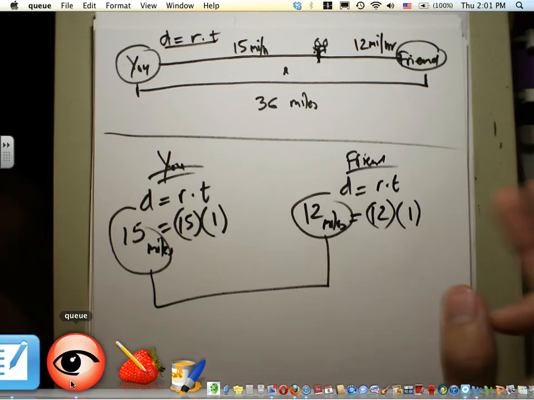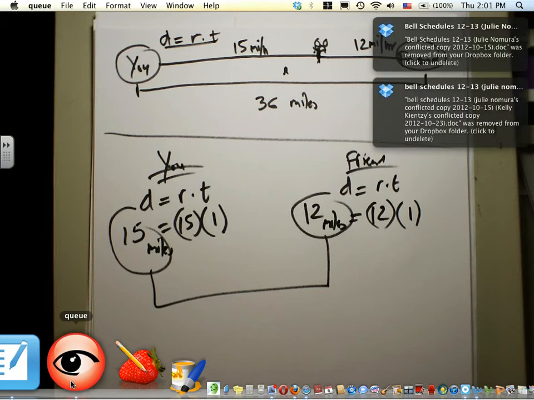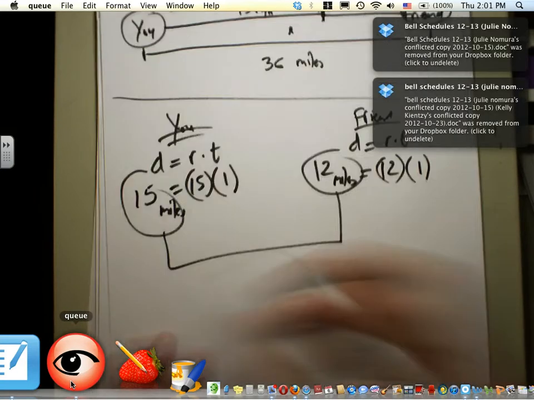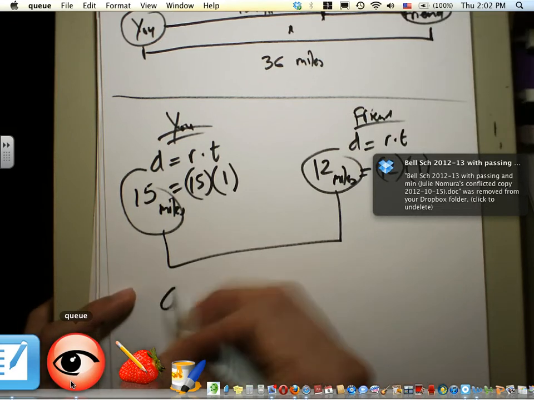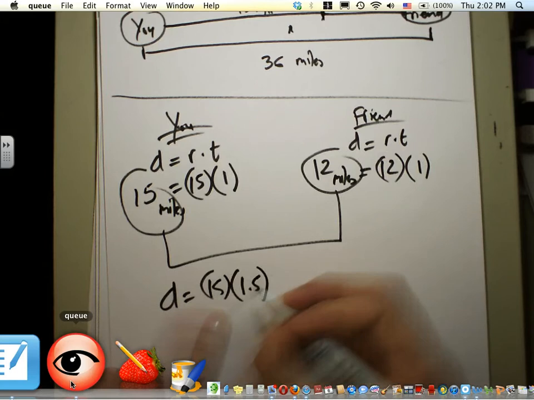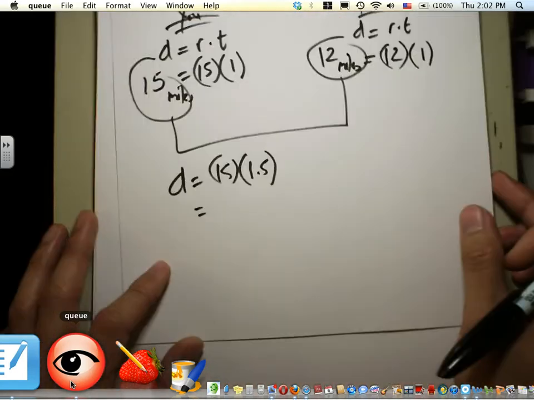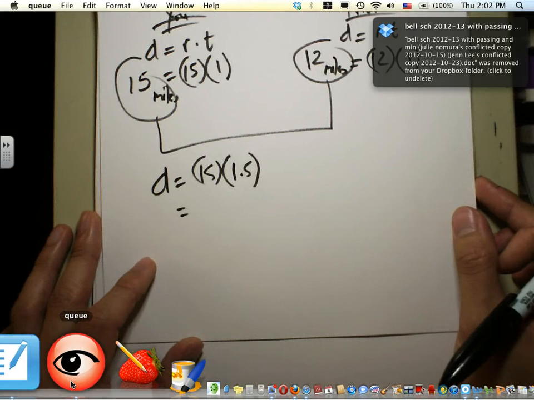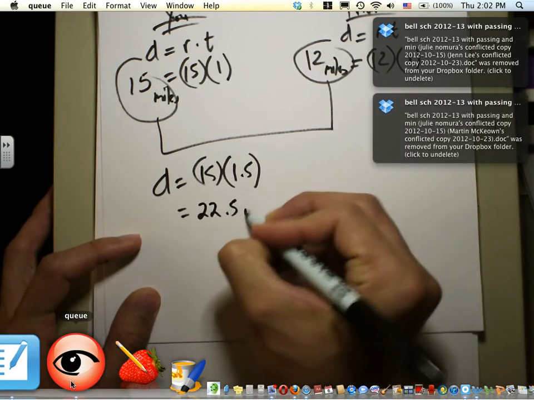What do you think your next one should be? 2 hours? 1.5 hours? Yeah. Let's try that. So let's say now that instead of going for 1 hour, you go for 1.5 hours. Distance equals 15, same rate, but this time it's going to be 1.5 hours. What is 15 times 1.5 hours? 22.5. Very good. 22.5 miles.